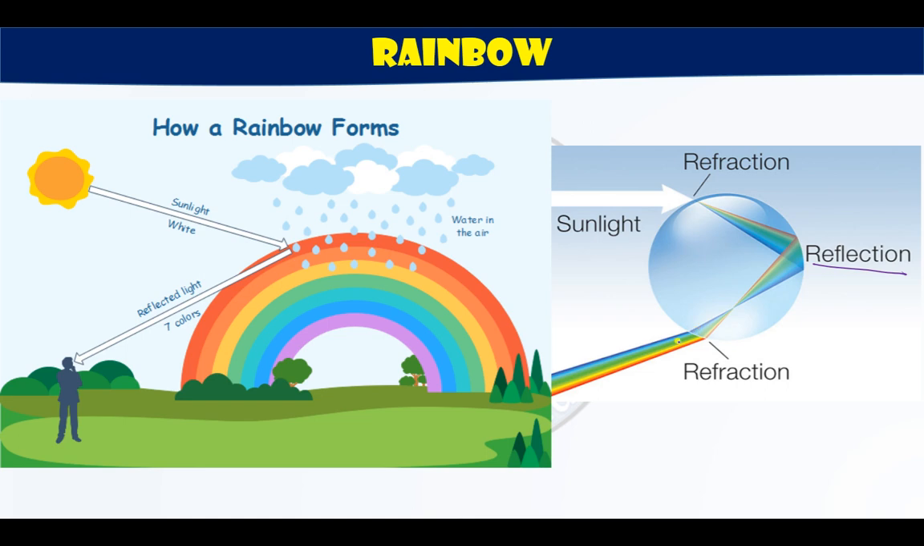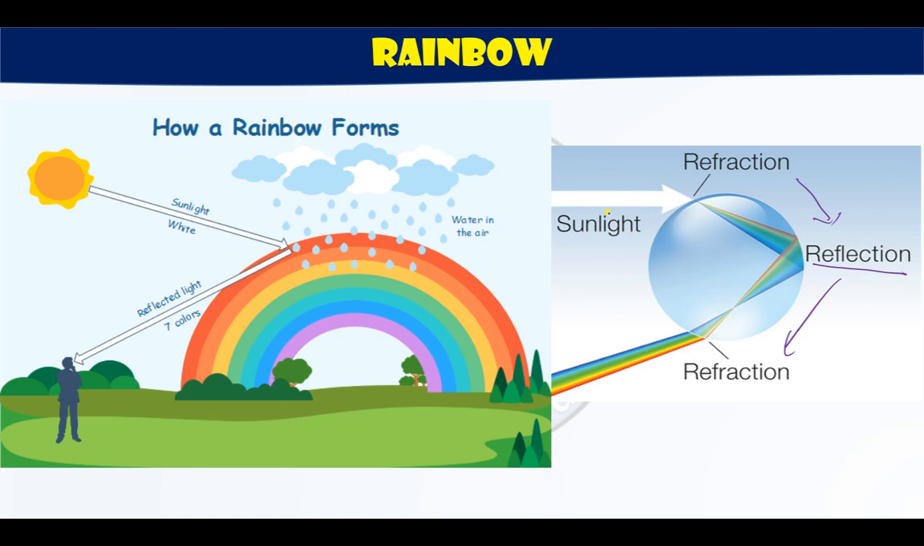Right, and they again come out of this region and undergo refraction. So there is refraction, then reflection, and again refraction, and they come out. Fine. When they come out, we see a band of 7 colors, which we call generally as rainbow.